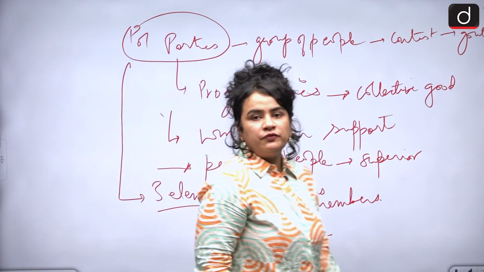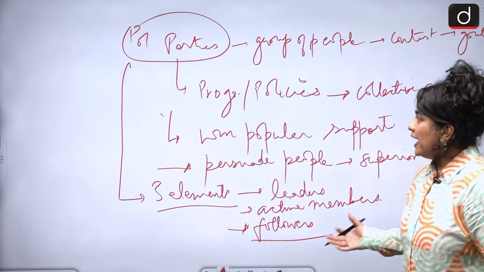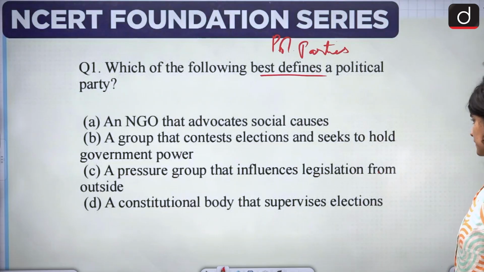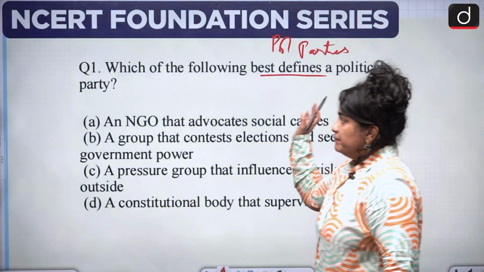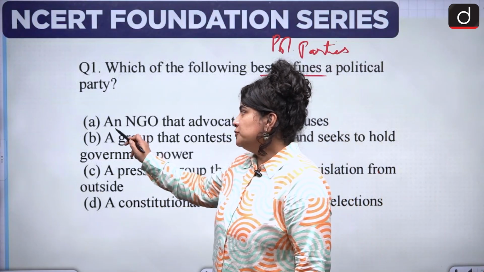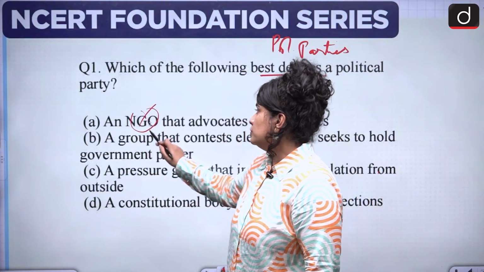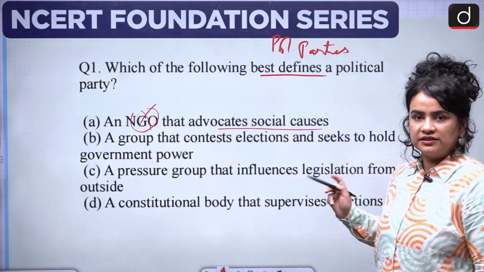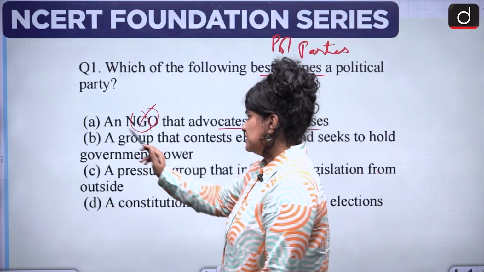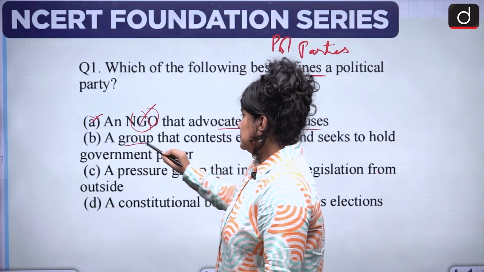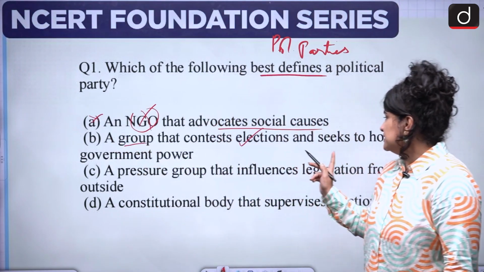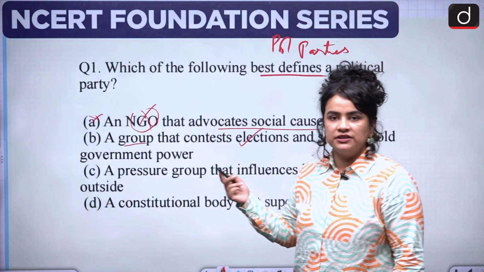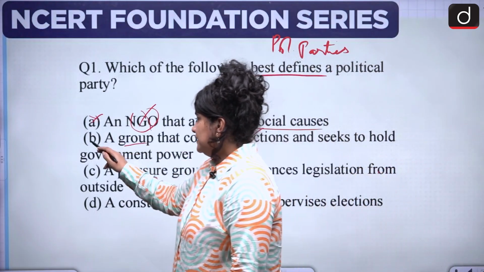Now, based on what we have understood, let's try and solve the question. What best defines a political party? Option A says an NGO that advocates social causes. We can rule that out immediately. B says a group that contests elections and seeks to hold government power. This is exactly what we studied.